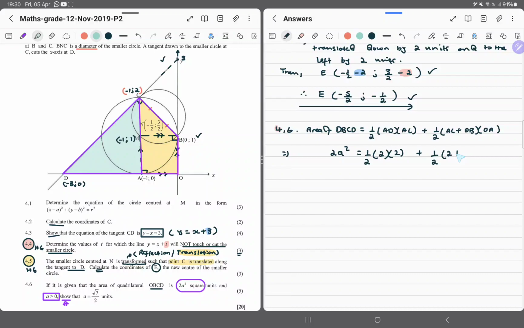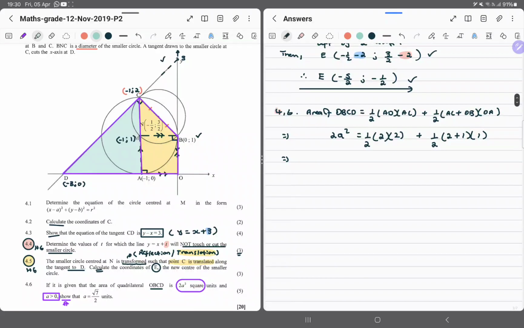So AC is coming back again. We saw that it's 2 units plus OB. We can see that OB is just 1 unit up. So it's going to be 1. The perpendicular height is OA from 0 to -1 is just 1 unit. Remember, we're dealing with distances. So we know that our 2a squared is going to be equal to, that becomes essentially just 2. Plus this becomes a 3/2.